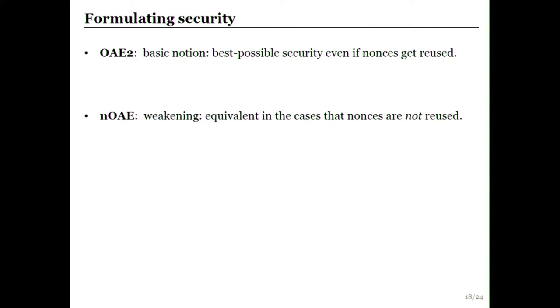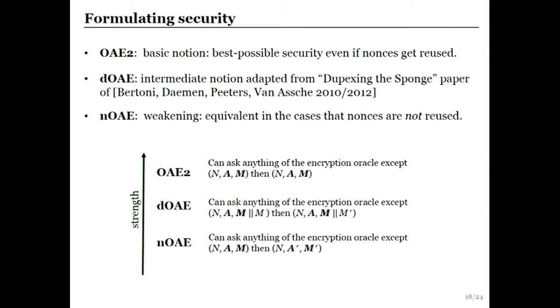At the other end is the security notion that treats this segmentation of messages as the important change we've made for dealing with online authenticated encryption, and disentangles the nonce reuse question from it. Nonces are still assumed to be used as nonces, used at most once. In between these notions is the idea from the sponge paper, which I don't have time to describe. Okay, so I'm going to sketch for you what this OAE2 notion, the strongest of these three notions, looks like.